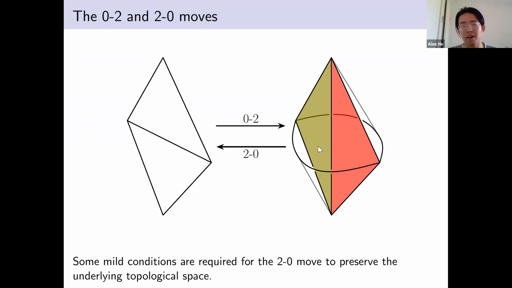So there are some mild combinatorial conditions that you can impose to ensure that the 2-0 move preserves the underlying topological space. They're just things like you don't want an edge to be glued to the other edge, that sort of thing.